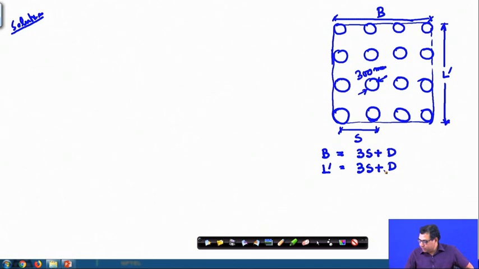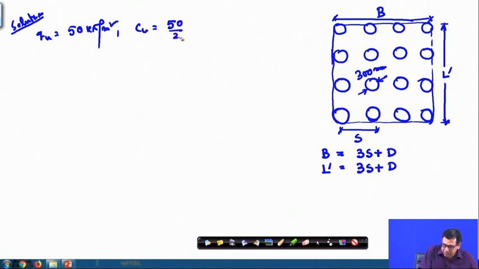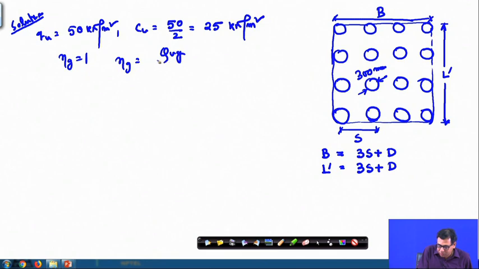Okay. Now, our QU is given as 50 kilonewton per meter square. As I mentioned, Cu will be 50 divided by 2, that is 25 kilonewton per meter square. Now, our group efficiency will be 1, and the group efficiency is QU in group divided by the number of piles n into QU single. So, first I will consider the block failure.